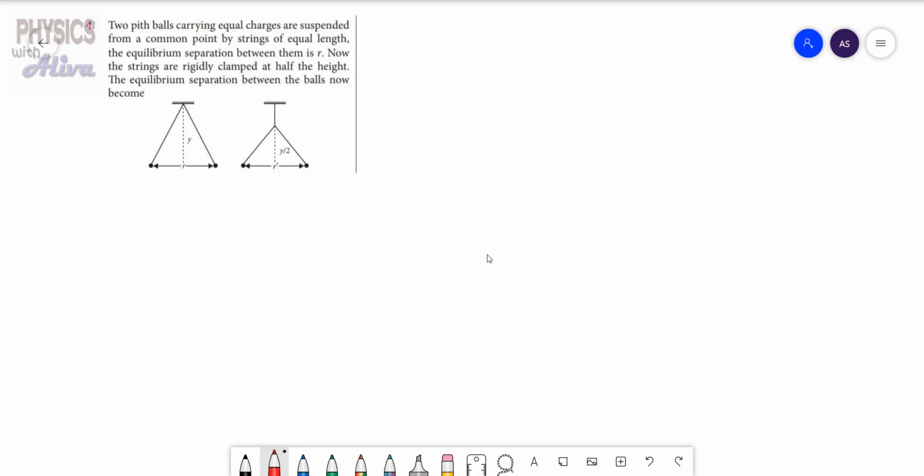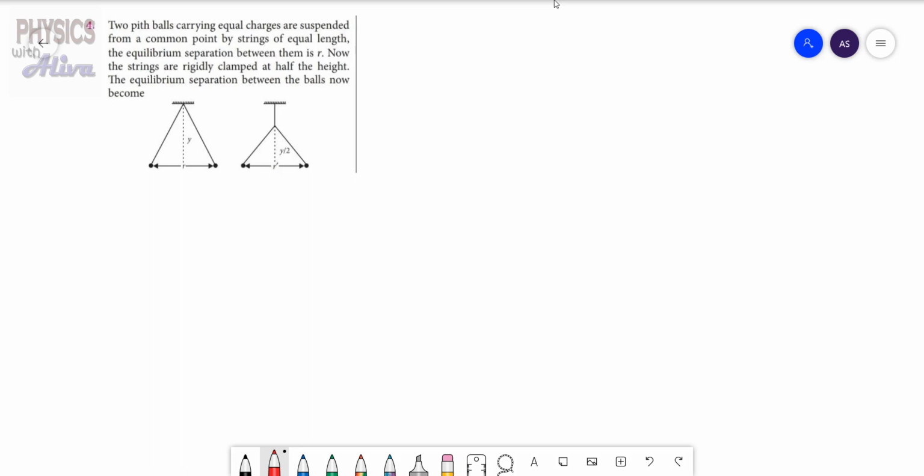At first read the problem. Two pith balls carrying equal charges are suspended from a common point by strings of equal length. The equilibrium separation between them is small r. Now the strings are rigidly clamped at half the height. The equilibrium separation between the balls now becomes.